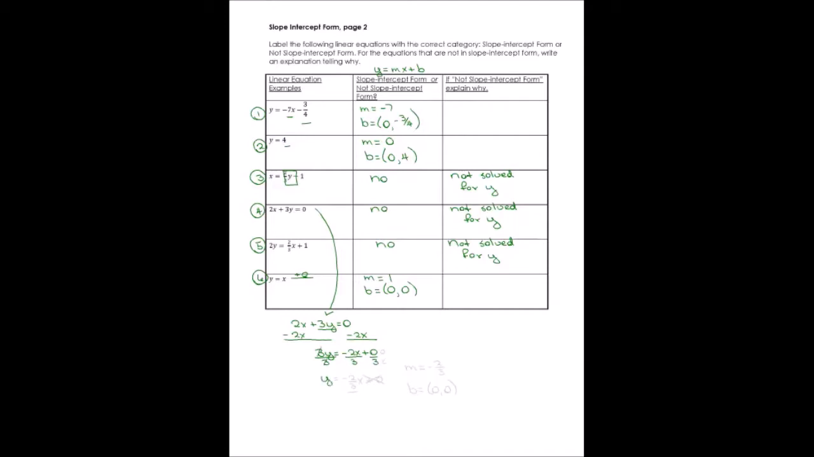I now have y is equal to, here's my coefficient of x, negative 2/3 x. Plus 0 divided by 3, that's okay for me to do, isn't it? So it's really plus 0, which I really don't need. So what is my equation now? y is equal to negative 2/3 x.